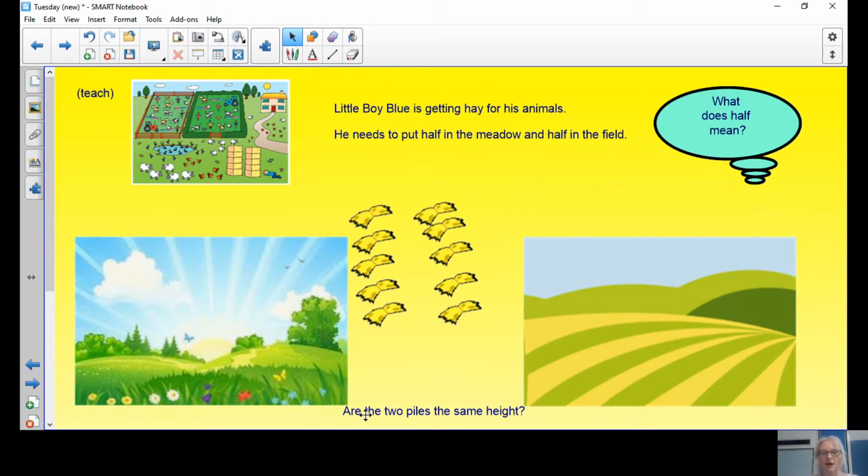So it says, are the 2 piles the same height? Yes, they are. So they're equal, aren't they? So we started off with 10. So we can say 10. When we split it in half down the middle, we get 5 on this side and 5 on this side. So 5 is half of 10.